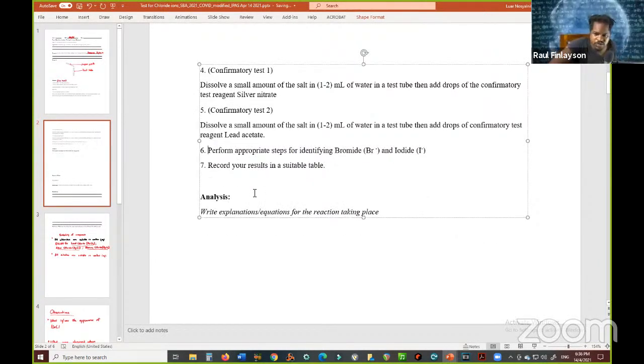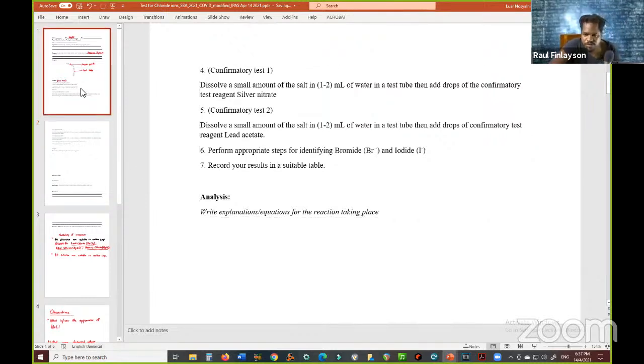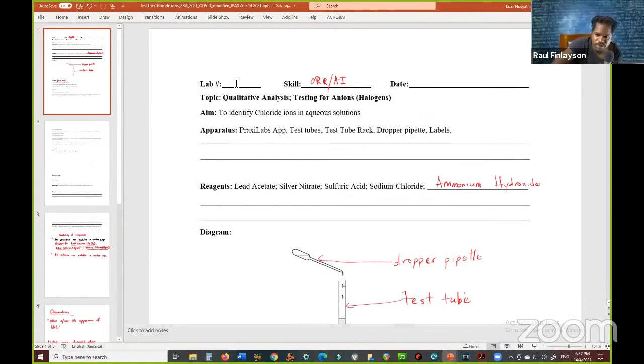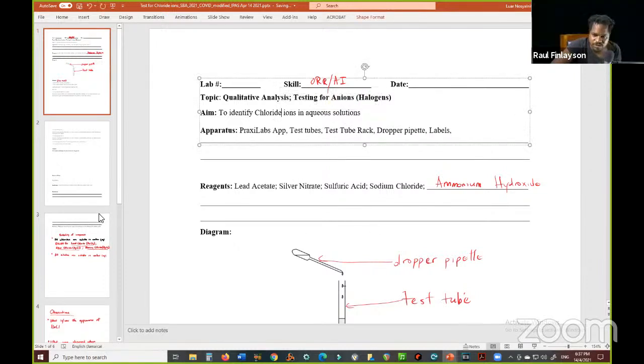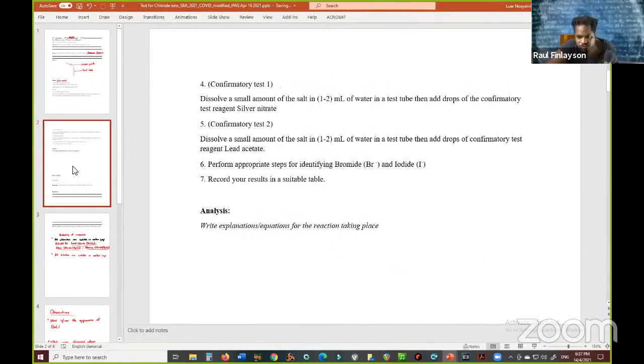And of course, numbers 6 and 7 say perform appropriate steps for identifying bromide and iodide. Record the results in a suitable table. So when we do the lab, whichever number it is, we're going to change the chloride ions to bromide and iodide for the next time. And we're going to do a similar table like I'll show you today. All right, so look out for that one.